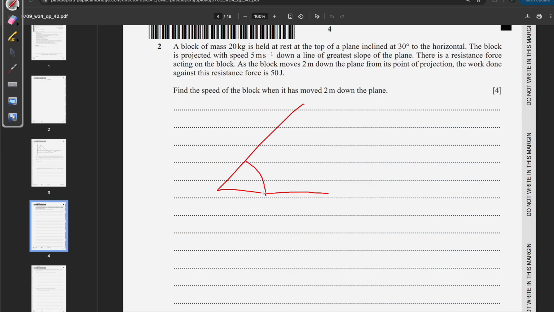Let's draw the free body diagram first. Here we have the angle 30. Here we have the block. This is the weight, normal. Here we will have W cosine 30. Here we have W sine 30. Then up we have the resistance force.